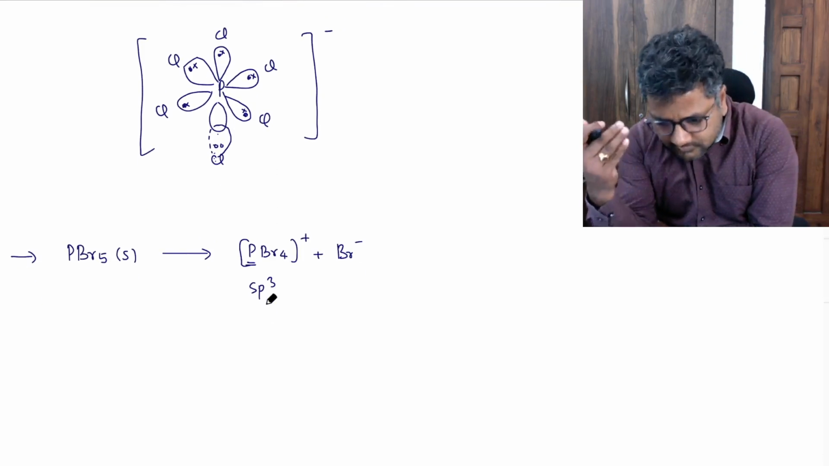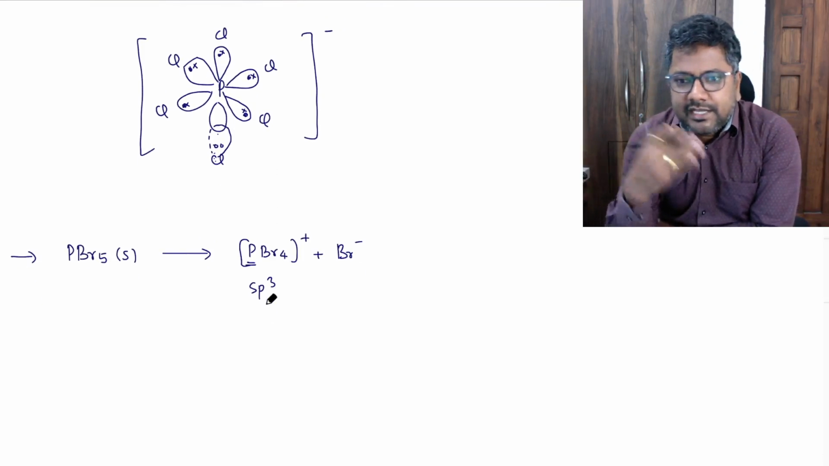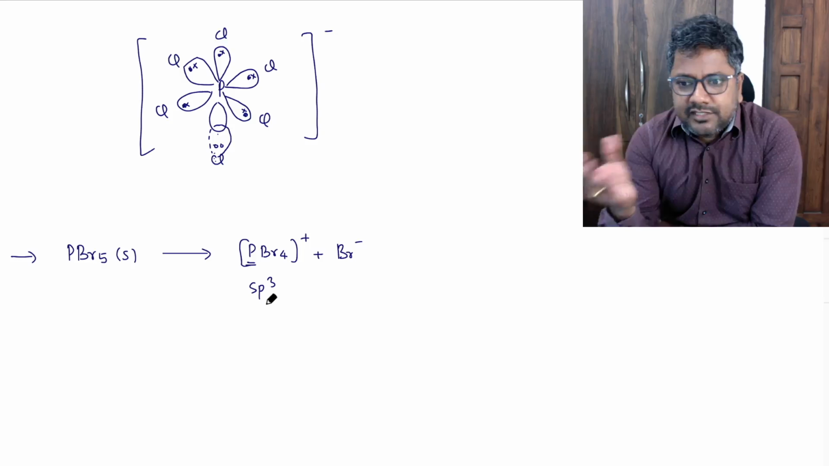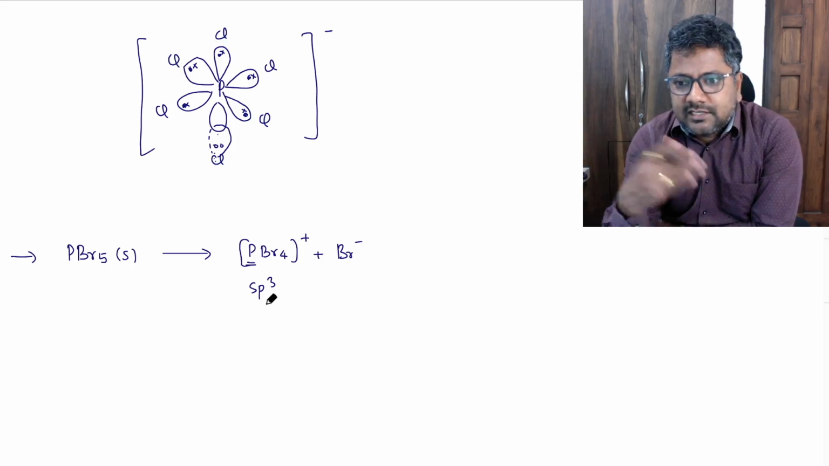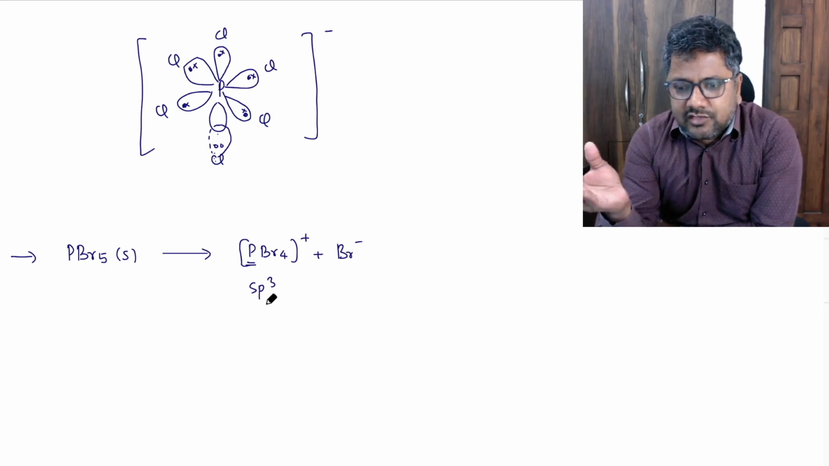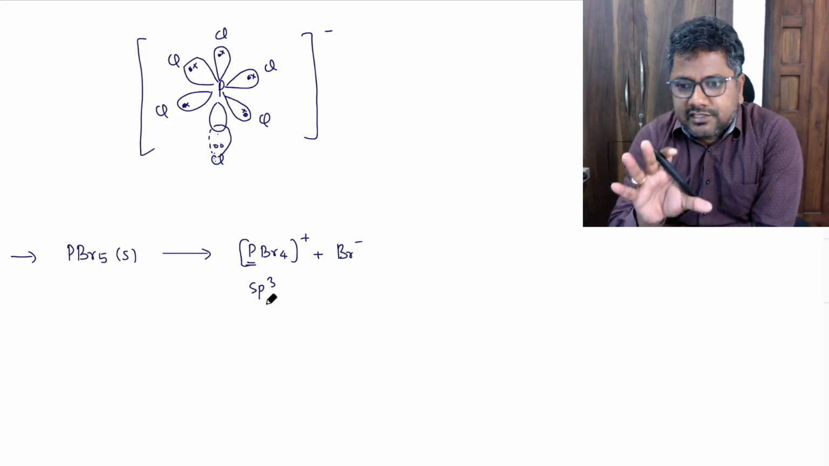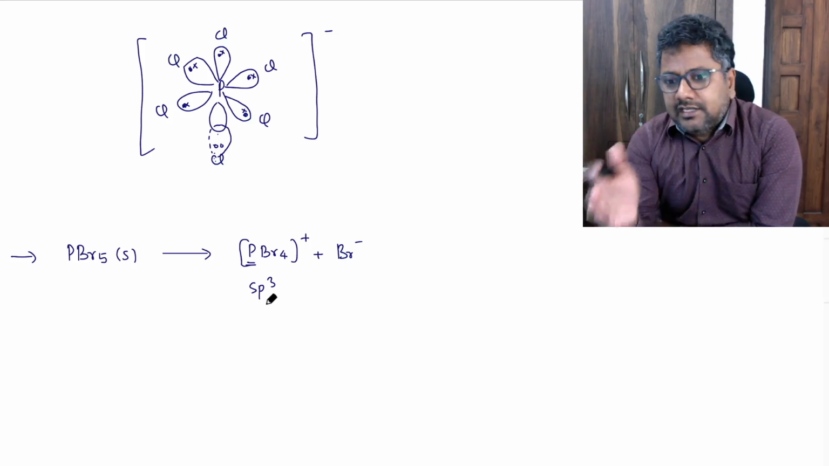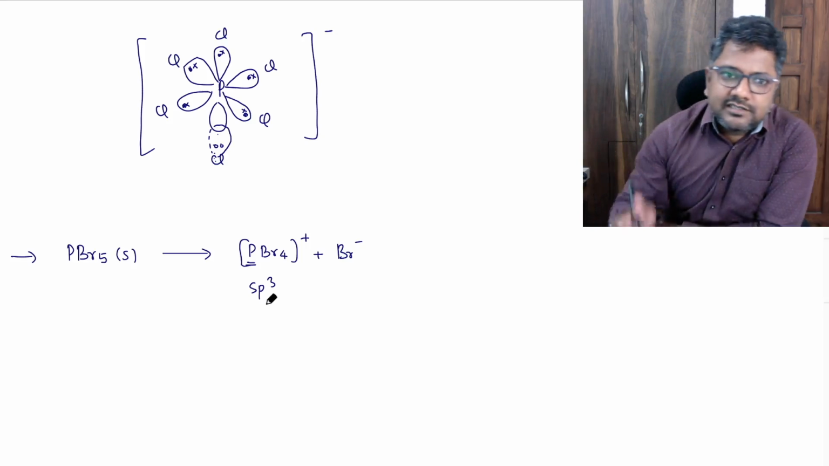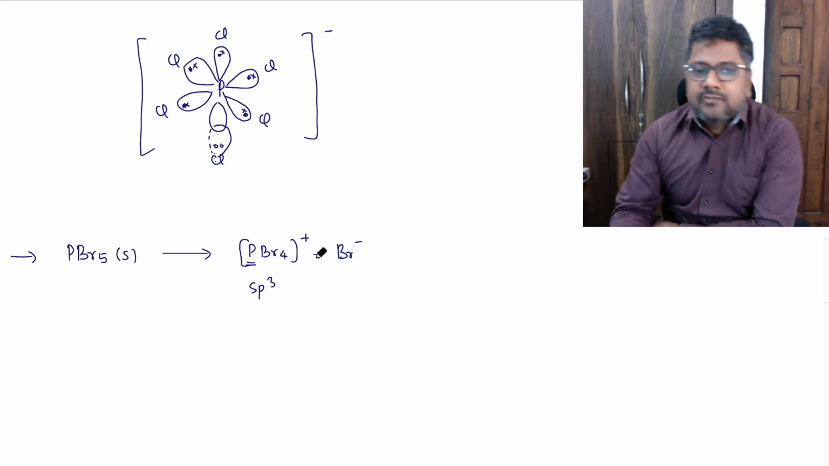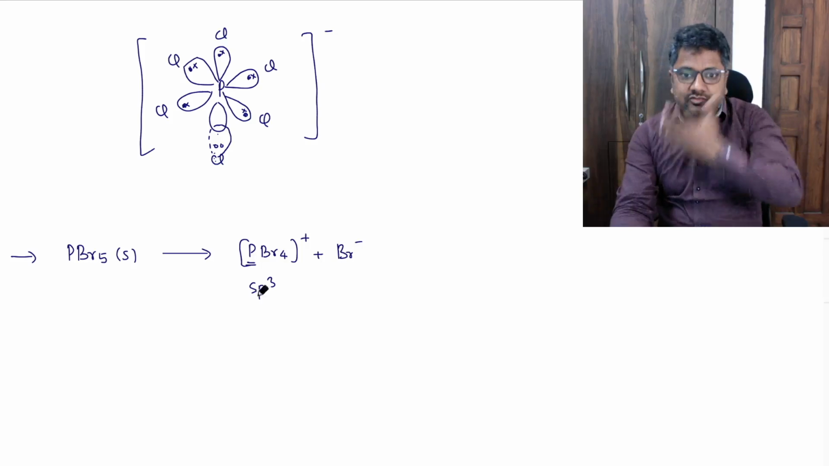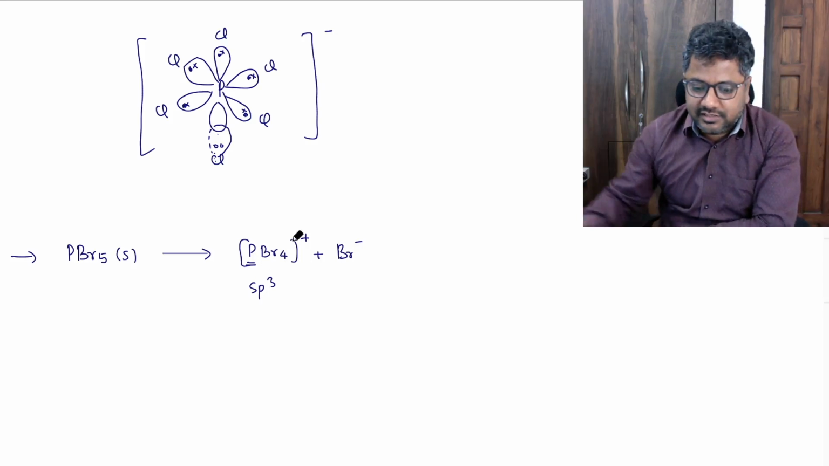Similarly, in PF5 also you won't get PF4 plus and PF6 minus. That is also not possible, and likewise with PI5. So only PCl5 gives PCl4 plus and PCl6 minus, and PBr5 gives PBr4 plus and Br minus. So you have to report the hybridization here.